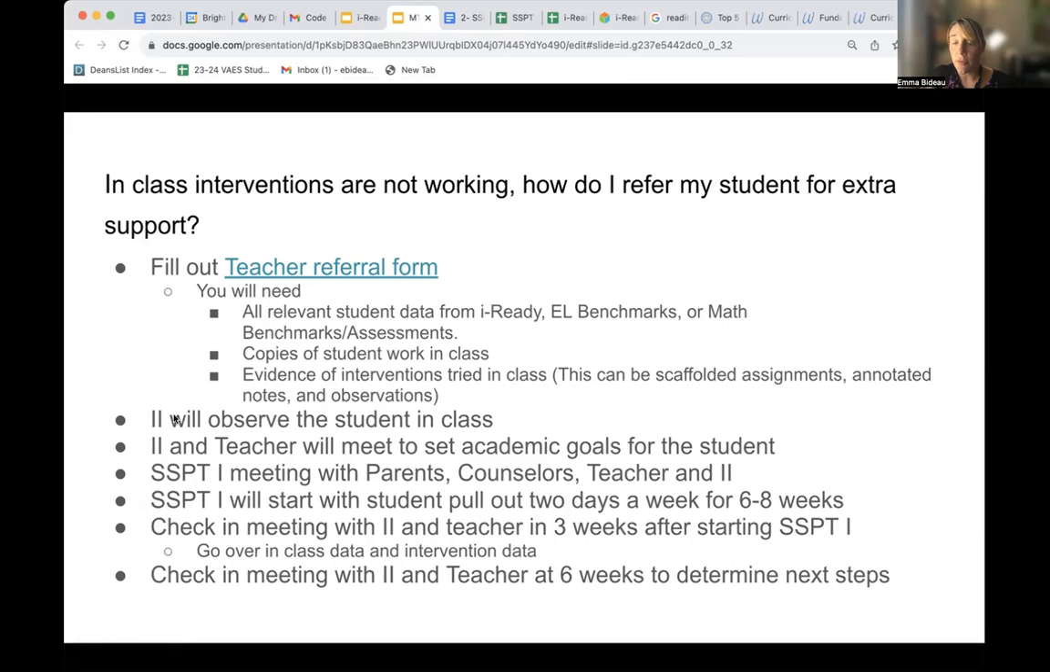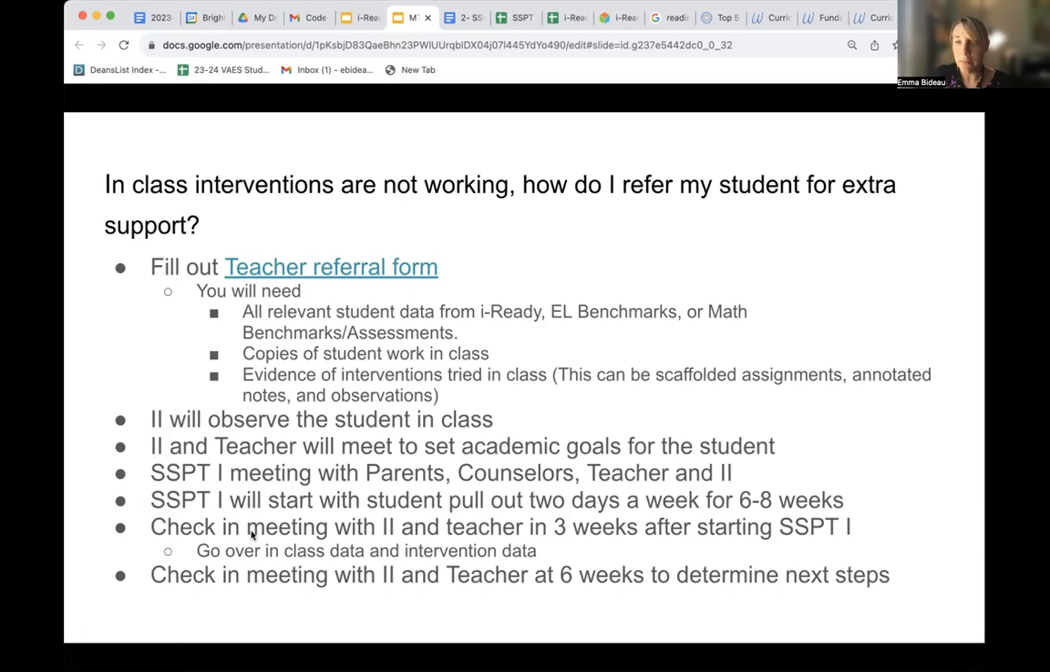After I receive that referral form, I'm going to come observe the student in class. So I would connect with you about when the best time would be. And then we would meet to set those academic goals. Then we would have the very first meeting with the teacher, the parents, the counselors. We'd go over the goals. Then we would start the pullout for 6 to 8 weeks.